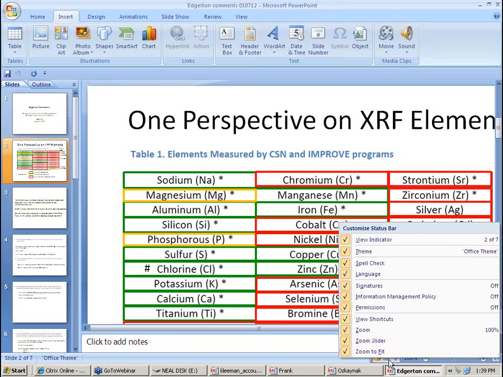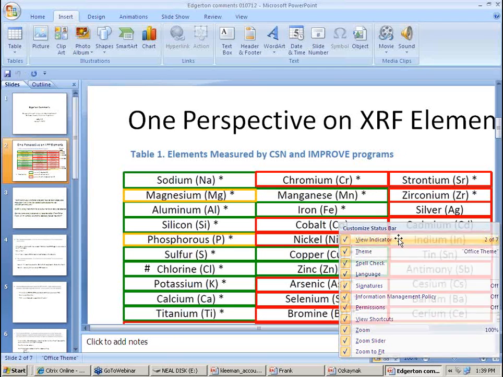And let's see, is it F4? F5. F5. Might have to hit escape first. Okay.